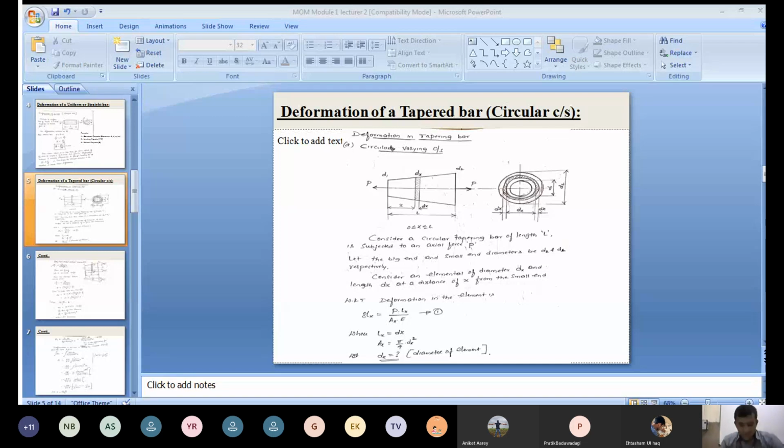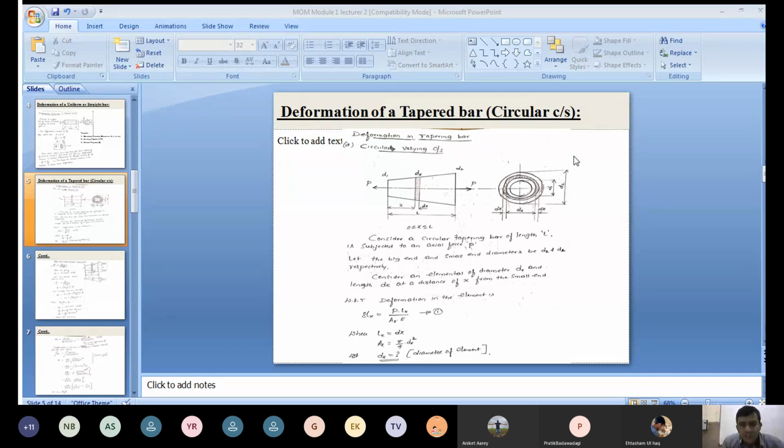Now consider a tapered bar of circular cross section of smaller diameter D1 and larger diameter D2, of length L. Now it is subjected to an external tensile force P. This is the front view. If we view from the side view, you can see that the smaller diameter is D1 and the larger diameter of the tapered bar is D2.